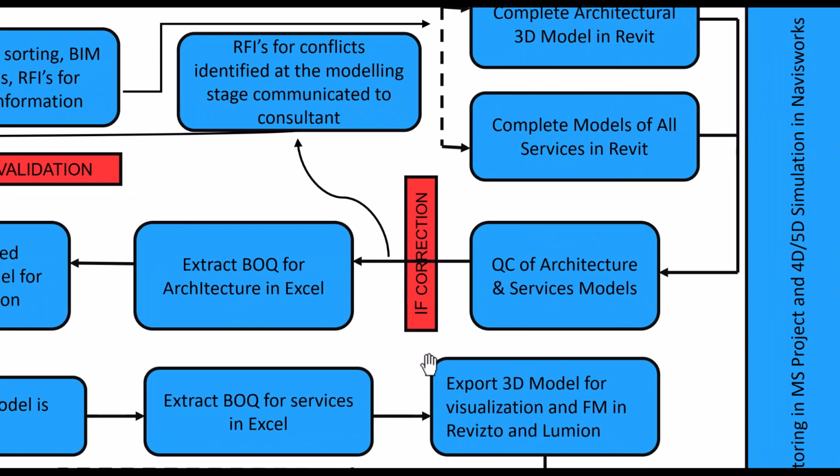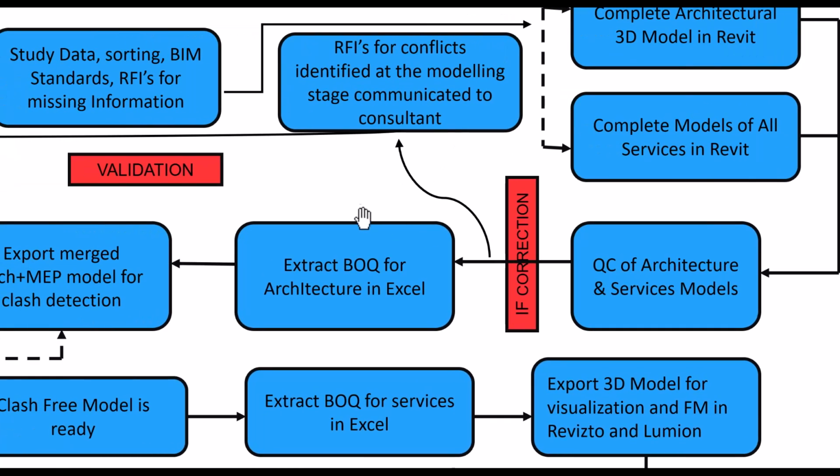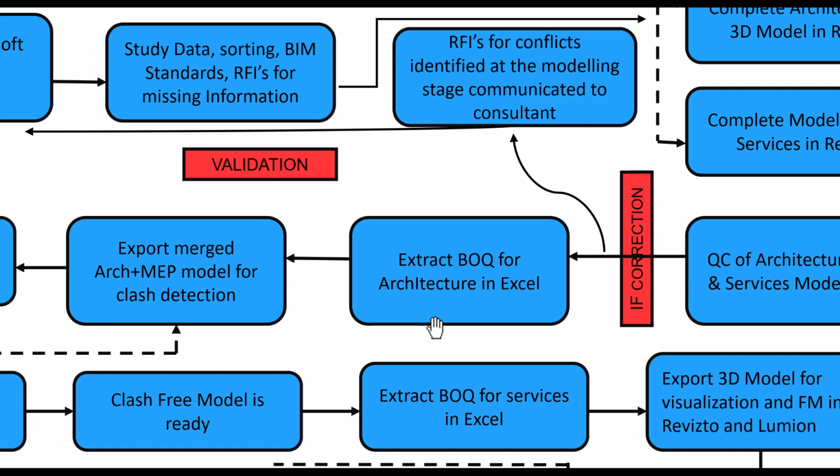Whatever conflicts you identify during the modeling stage itself, inside the office where you are sitting with all your team members, you find out the issues, and then you solve the issues, communicated with the design consultants. Once you solve these things, you extract the BOQ for architecture and structure in Excel.